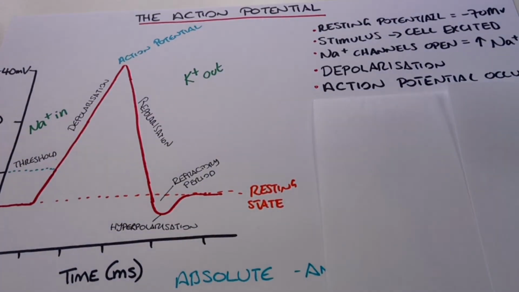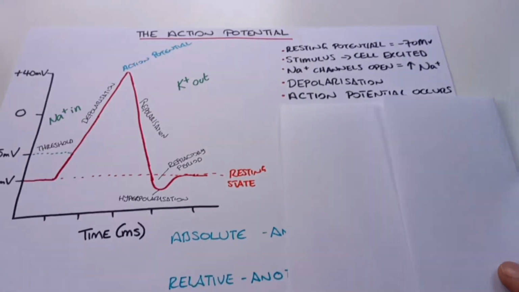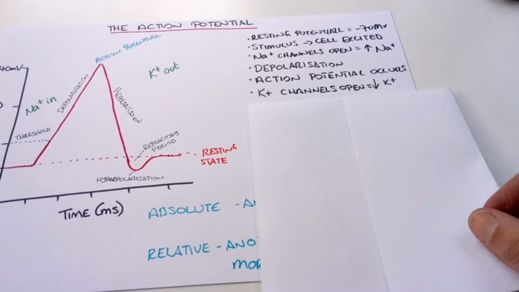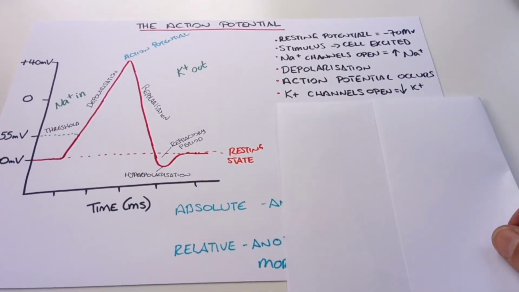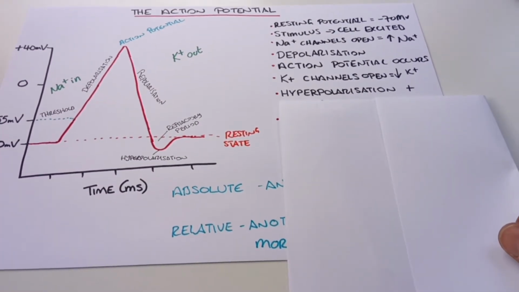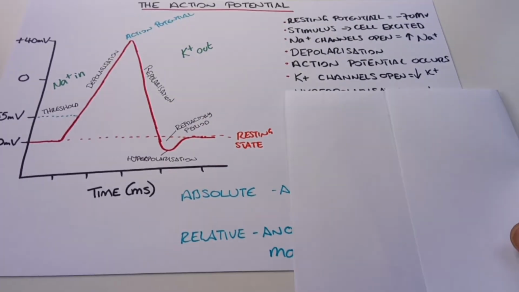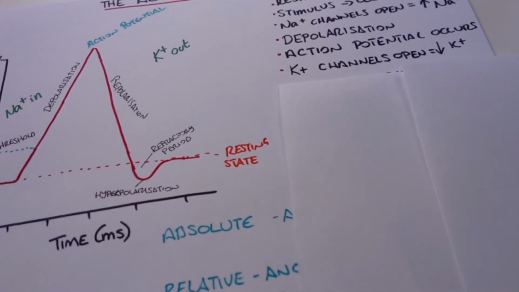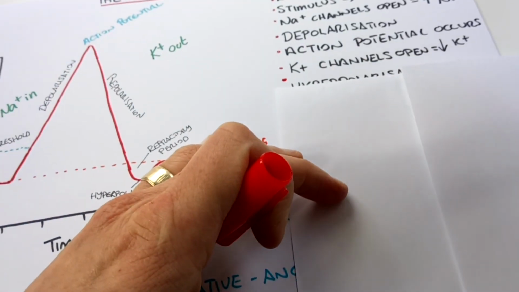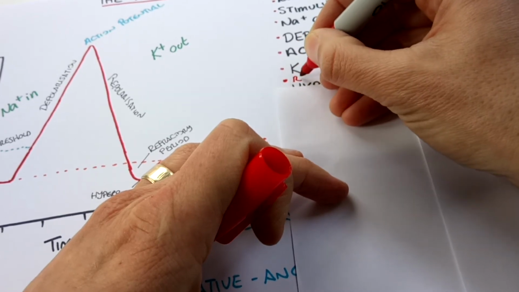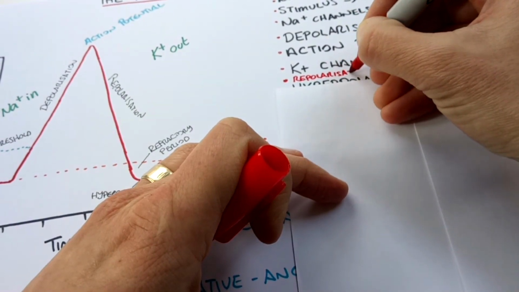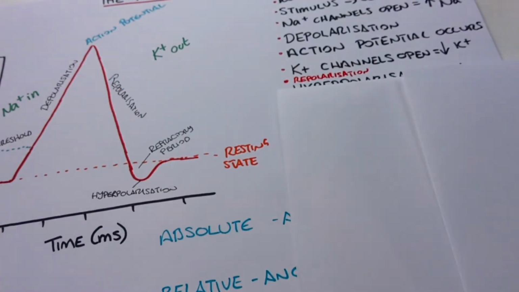An action potential occurs. Move the camera. You've got your action potential. Right, once the action potential occurs, potassium channels open. So potassium leaves the cell, and that is, oh, I've missed out repolarization there. Let's stick that in, can't have that. Let's stick it in red just to make sure. Repolarization. It's kind of the important bit.